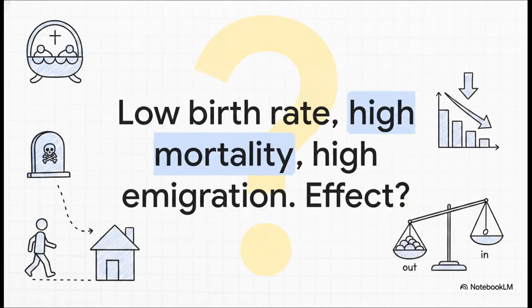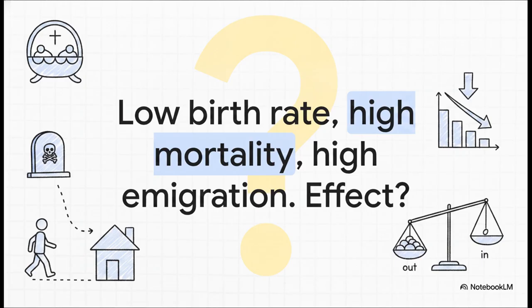All right, you know I'm not going to let you leave without a quick test of your new skills. Let's flip the script. Imagine a community has a low birth rate, high mortality, and high emigration. What do you think the likely effect is? Your options are A, population increase, B, population decrease, C, increased immigration, or D, increased food production.